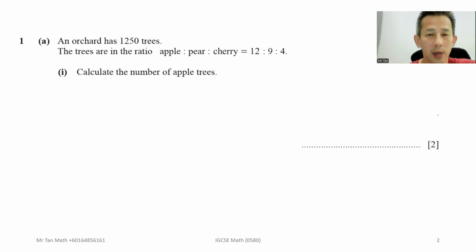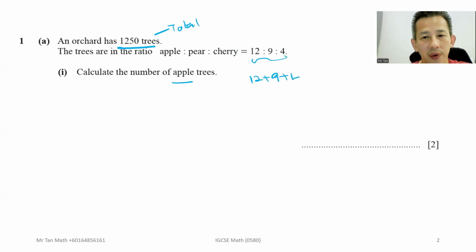Question 1A is a ratio question. For a ratio, you need to check what information is given. First, we have the total here: 1250 is the total trees, and the question asks for the apple trees. So you need to calculate the total ratio. 12 plus 9 plus 4, you should get 25. 25 means it's the total.